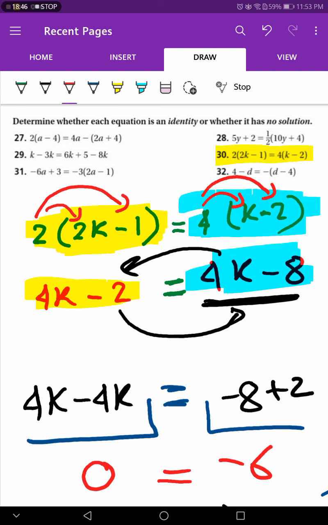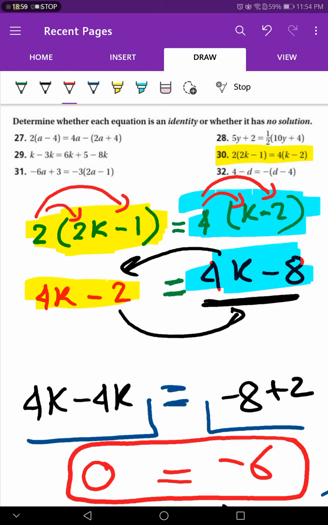So teacher, it is a weird result, it makes no sense. How does 0 equal negative 6? You consider this as a sign that tells you this equation has no solution. My dear student, when you reach a result like this, the left side and the right side are different. 0 cannot be equal to negative 6, so it has no solution.